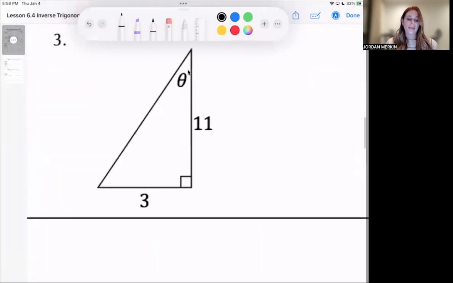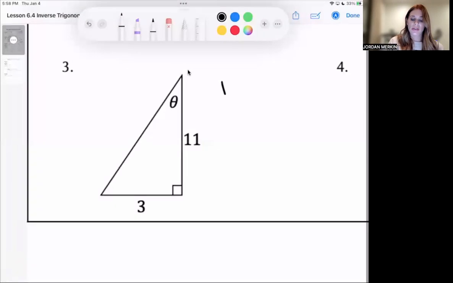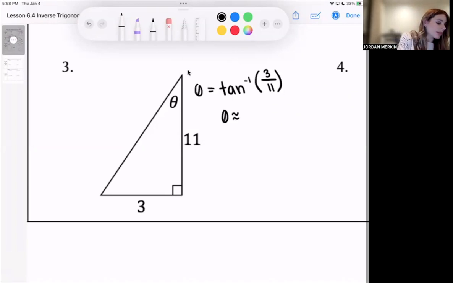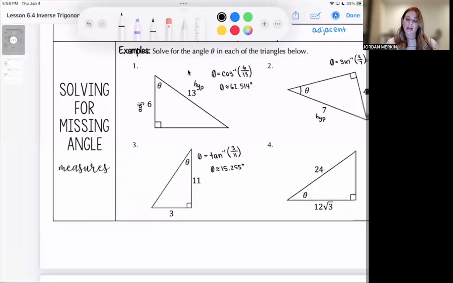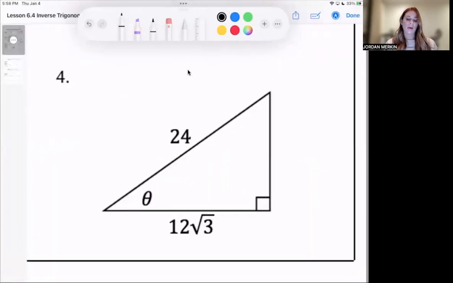Okay, number 3, it looks like we're going to use inverse tangent. We have opposite, which is 3, over adjacent, which is 11, and that will equal theta. Therefore, theta is approximately 15.255 degrees. All right, last one, number 4.